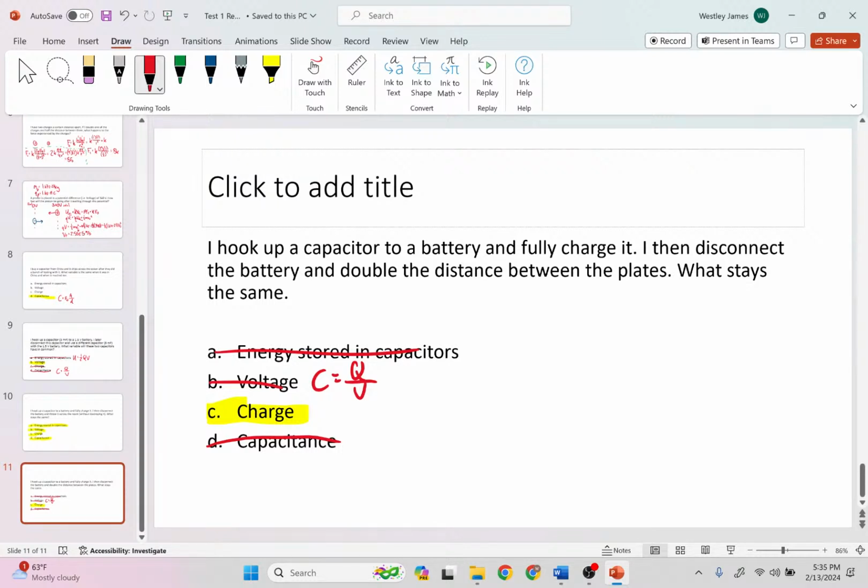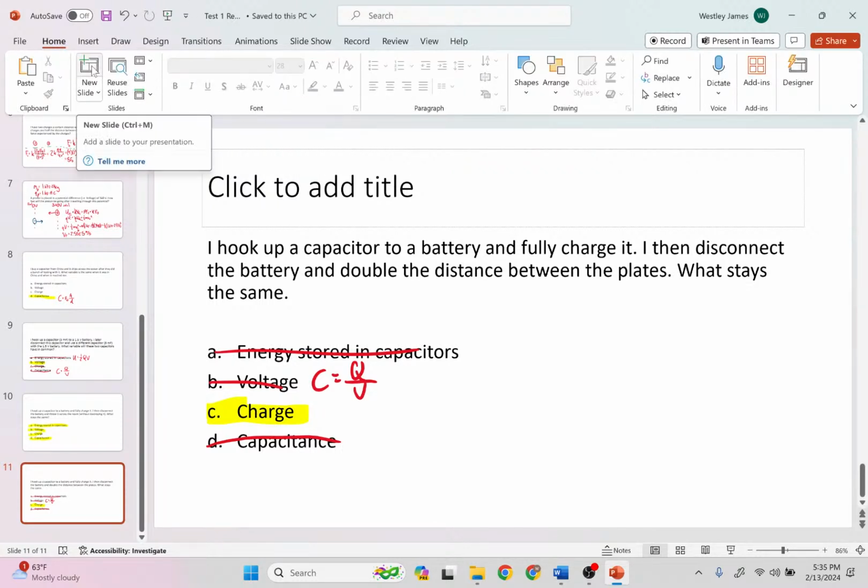All right. So that's good to understand what a capacitor is. It's good to understand what changes what. Let's do one more with capacitors. Another conceptual one.